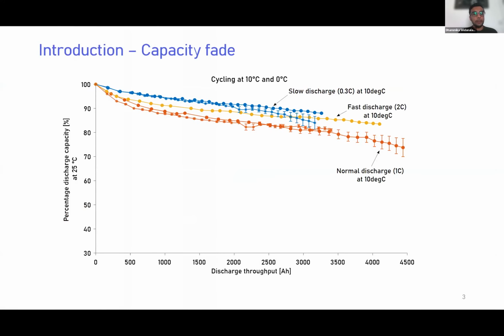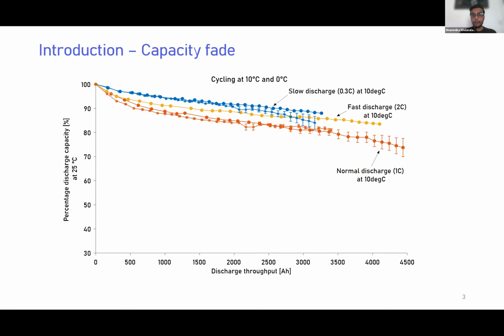If you're familiar with battery aging, and certainly running long-term aging tests, you might be familiar with some of these graphs that you're seeing here. What we're interested in is how the capacity is retained in a particular cell at different conditions. The graph you're seeing here is an example from our labs where we show the percentage capacity on the vertical axis versus the discharge throughput on the horizontal.